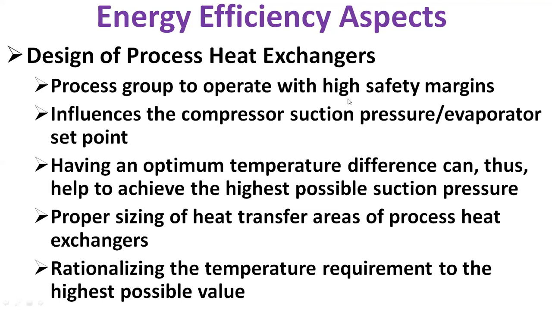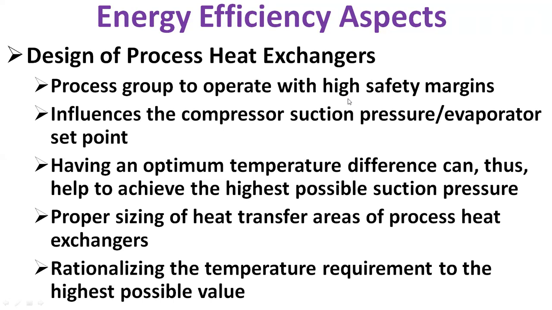At 10 degrees centigrade chilled water temperature, the refrigerant side temperature has to be lower, say by 5 degrees centigrade to plus 5 degrees centigrade. The refrigerant temperature again sets the corresponding suction pressure of the refrigerant, which decides the inlet duty conditions for the work of compression of the refrigerant compressor. Having an optimum driving force, that is nothing but temperature difference, can thus help to achieve the highest possible suction pressure at the compressor, thereby leading to less energy requirement. This requires proper sizing of heat transfer areas of process heat exchangers and evaporators, as well as rationalizing the temperature requirement to the highest possible value.